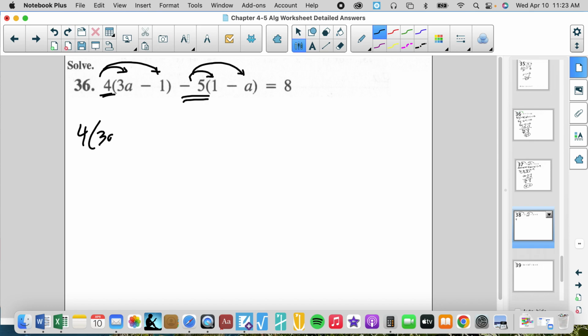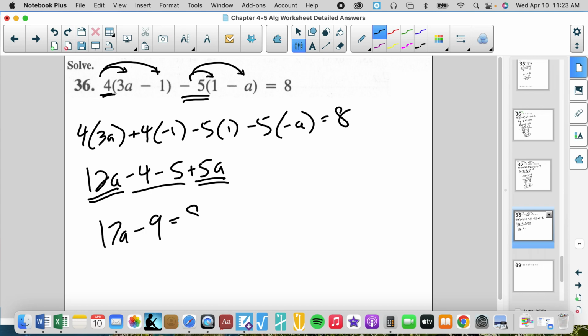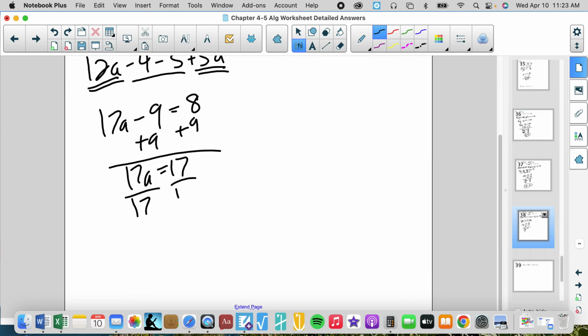4 times 3a plus 4 times -1 minus 5 times 1, -5 times -a equals 8. 12a minus 4 minus 5 plus 5a, like terms, like terms. That's going to give us 17a minus 9 equals 8. Add 9 to both sides. We get 17a equals 17. We're going to divide by 17, and we get a equals 1.